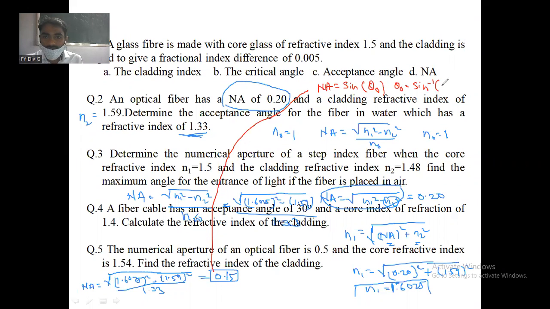साइन इनवर्स ऑफ NA. ह्या न्यूमेरिकल ॲपरेटरचा साइन इनवर्स घ्यावा लागेल. बरोबर आहे? यस सर. Okay, we have numerical aperture 0.15. त्याचा इनवर्स घ्या. थीटा झिरो इज इक्वल टू साइन इनवर्स ऑफ 0.15 इज इक्वल टू 8.62. Yes, very good, 8.62. This is the correct answer. Okay, just 1 minute, I will show it. Let's check it.